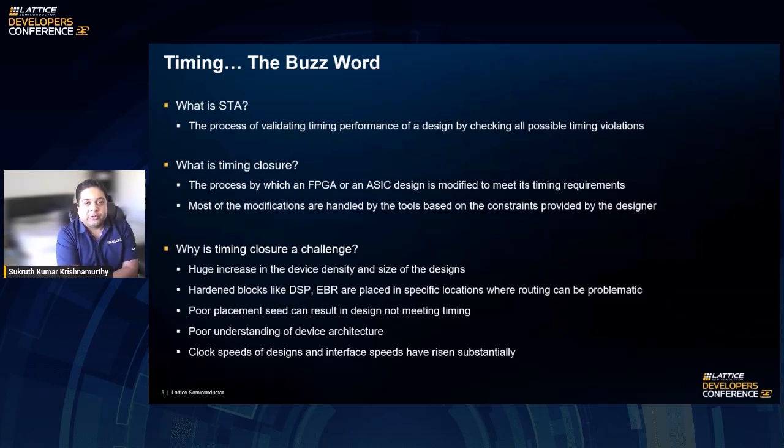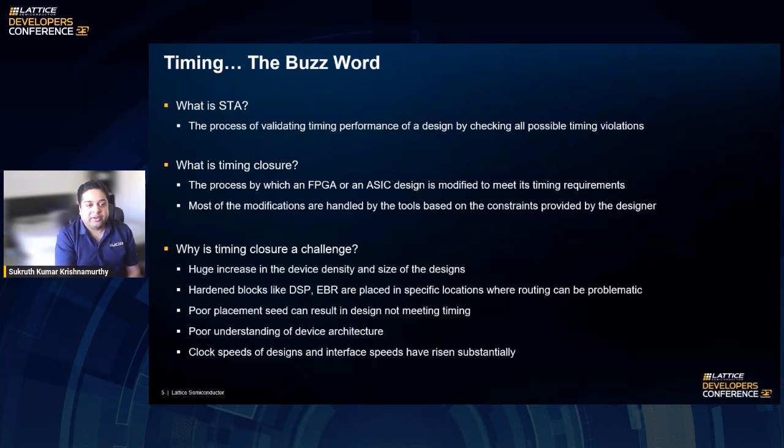Why do you think timing closure is a challenge? Oftentimes these days, there's a huge increase in the device density and the size of the designs. If you look at Lattice Avant, it's a 500K LUT device compared to our CrossLink-NX, which is a 40K LUT device. Comparing designs on these two devices, it might be a little easier to meet timing on a CrossLink-NX design compared to an Avant design, because the device density on an Avant is so high and the size of designs can also be very high.